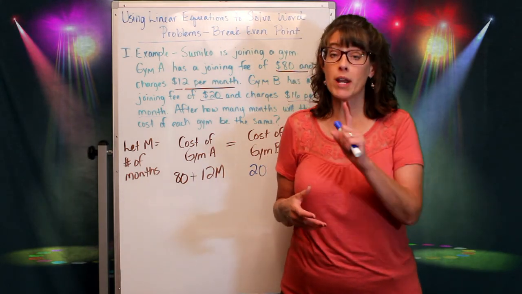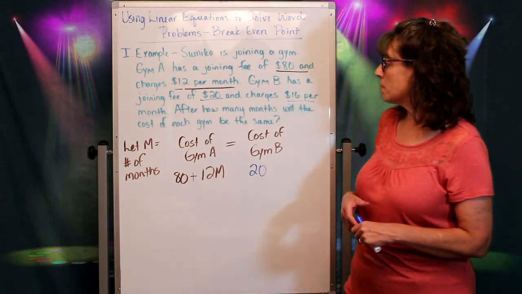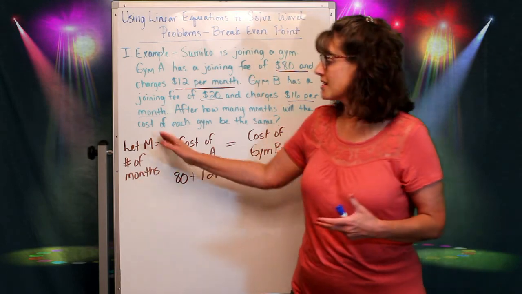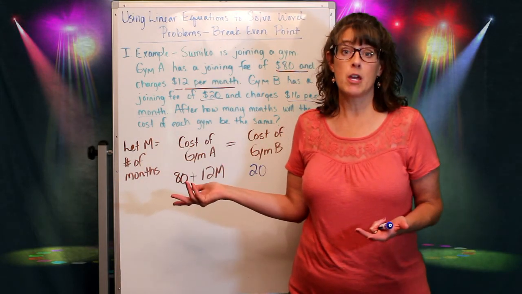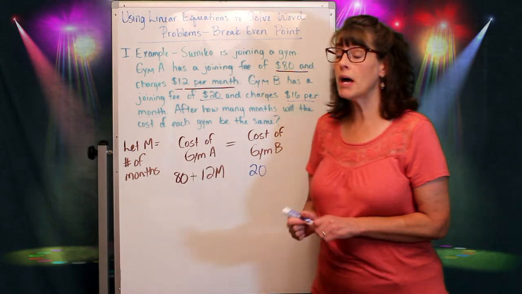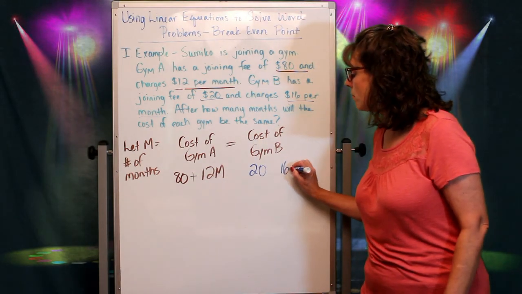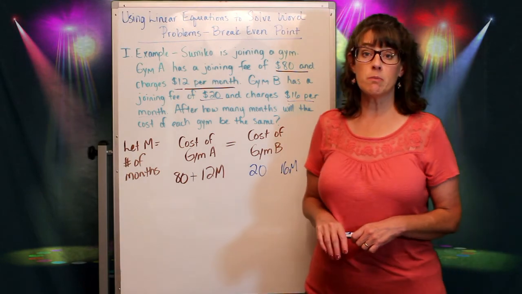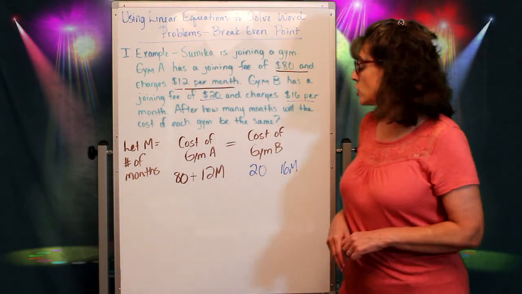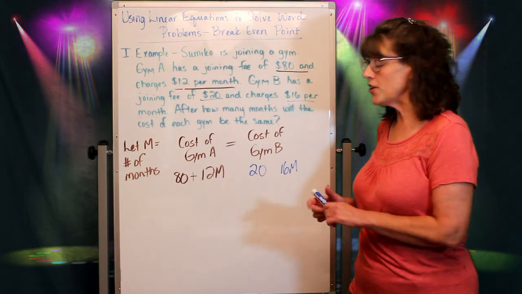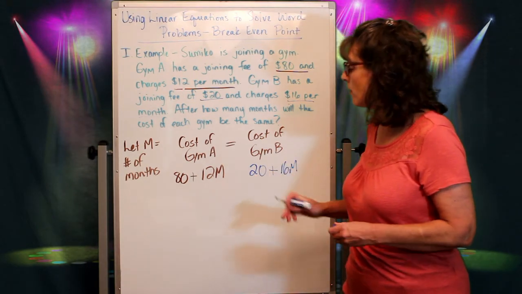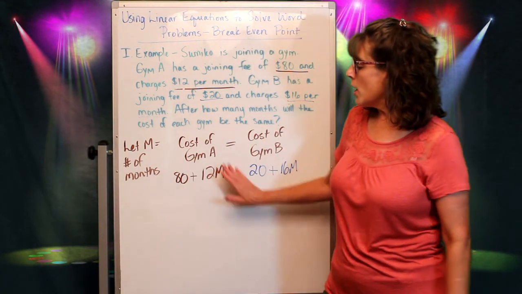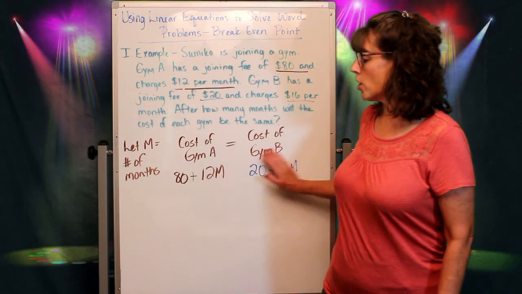I'm not sure. But what I do know is I want it to be potentially the same number of months, since I don't know, I'm still calling it an M. So I'm going to take my 16 and multiply it by M, and that will tell me the total of the monthly fees for Gym B. So I've got my joining fee, I've got my monthly fees. Once again, I'm going to put them together, and that is the total cost for Gym B. So we have the total cost of Gym A, we have the total cost of Gym B.